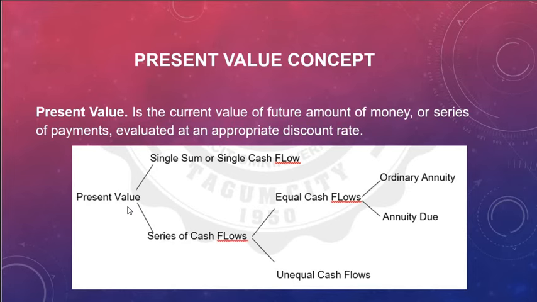Under the present value concept, ganun din. Similar to your future value computation, ang pag-compute ng present value ay magdedepende kung single sum ba siya na dineposit or binayaran, or kung series of cash flows ba siya, installment ba siya. Kung series of cash flows siya, pwedeng equal or unequal. Iba ang pagka-compute ng present value pag unequal, iba din kapag equal. Same concept applies na iba din ang computation pag ordinary annuity, yung nagbayad at the end, or annuity due, yung nagbayad at the beginning of the period.